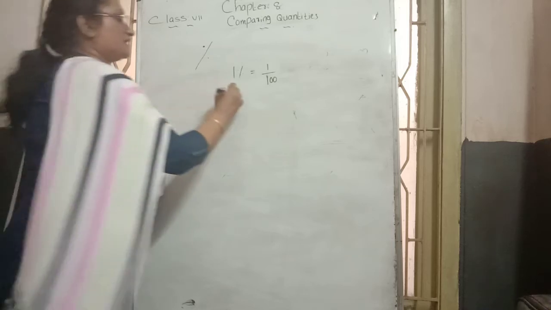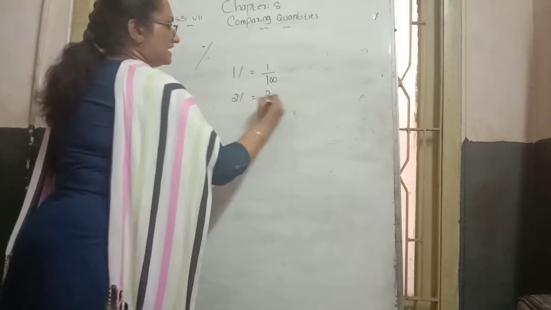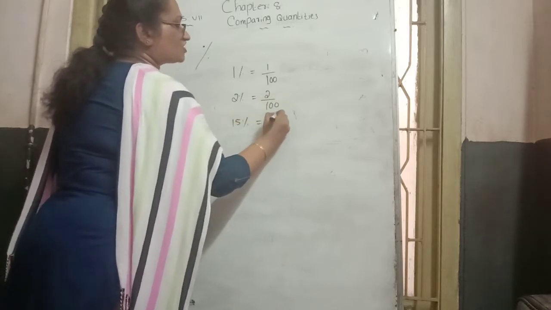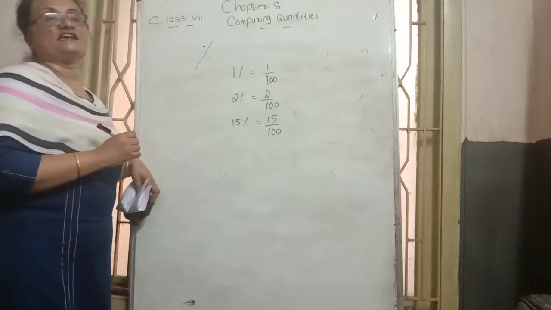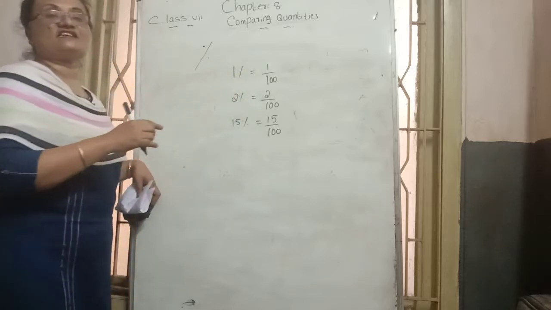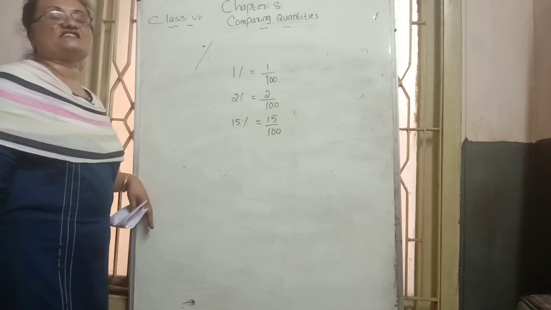So 1. So what about 2%? How can we write 2 by 100? Here, 15% means we can write 15 by 100. A percentage is represented like this. So the percentage symbol is in this way. The percentage symbol is related to this exercise 8.2.